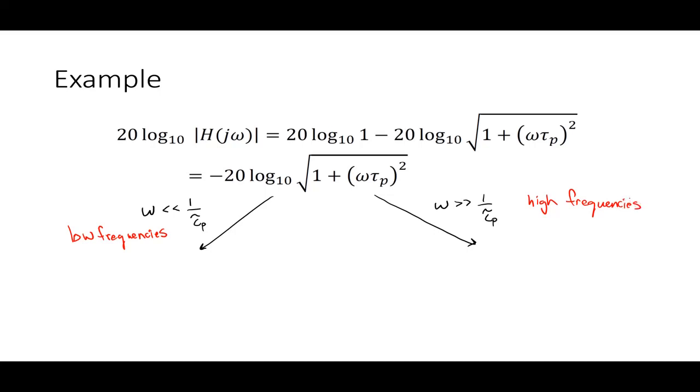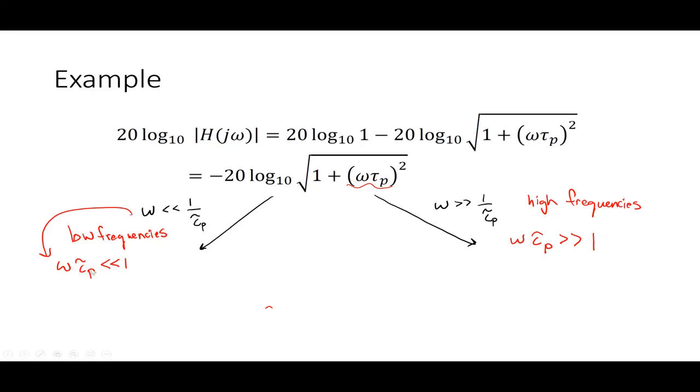Okay, so let's look at the low frequencies first. In the case of low frequencies, if omega is much, much less than 1 over tau p, if I just rearrange this, omega tau p is much, much less than 1. Over here, on the high frequency side, I have omega tau p much, much greater than 1. Okay? So what does that mean?